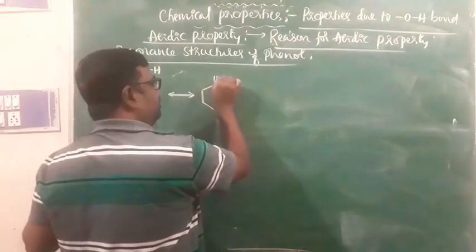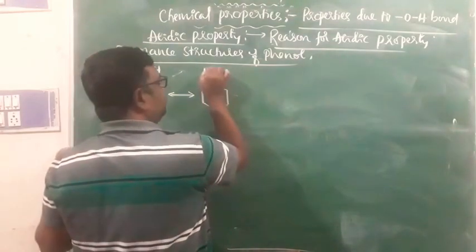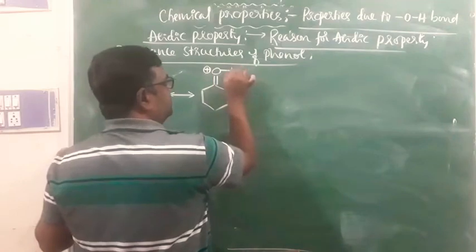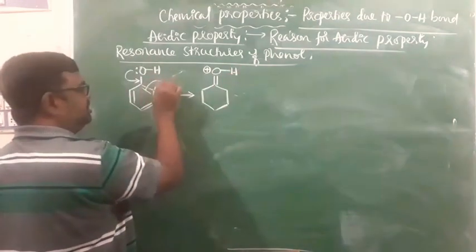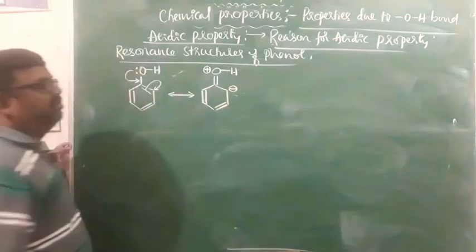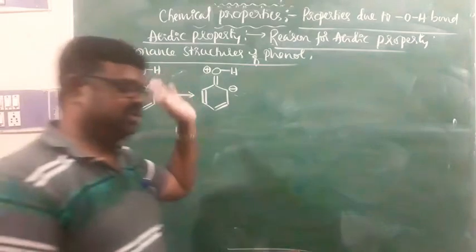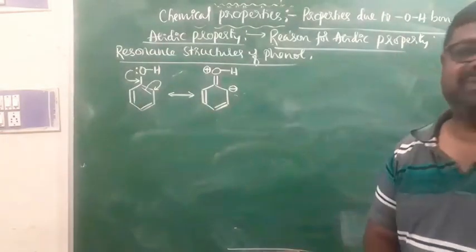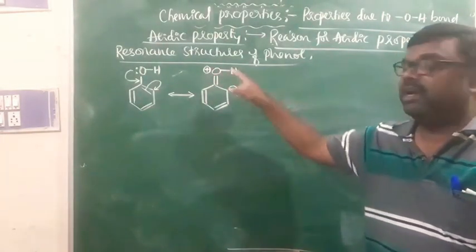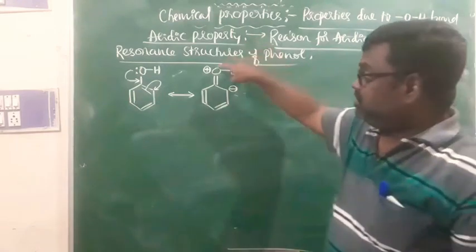Because of that, we have one resonance structure. The lone pair of electrons is moving towards benzene. Therefore, a single bond is converted to a double bond. Oxygen has lost electrons and therefore acquires a positive charge, and of course this is H. The pi electrons are shifted over here, therefore it becomes a negative charge. This is one particular resonance structure. Look at this resonance structure: there is a charge separation, creation of plus and minus, with positive charge on the oxygen.